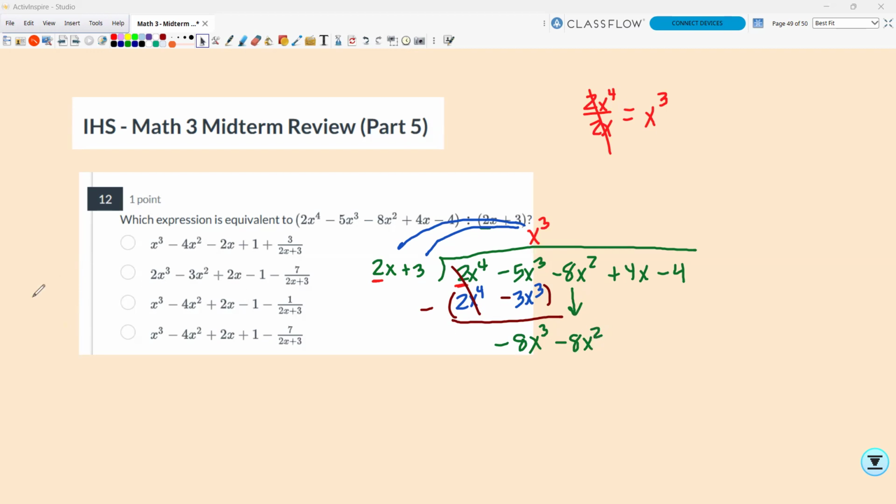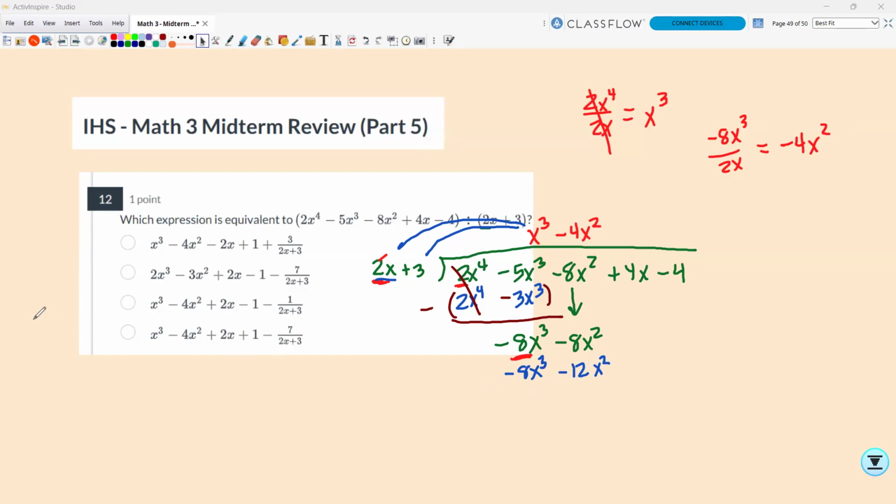And we're going to repeat the division process from our first term. So we have negative 8x cubed divided by 2x. Negative 8 divided by 2 is negative 4, and then that's going to be x squared. That'll go right up here. We're once again going to distribute to the outside. So I'm going to get negative 4x squared times 2x. Negative 4 times 2 is negative 8. X times x squared is x cubed. Negative 4x squared times 3 is negative 12x squared.